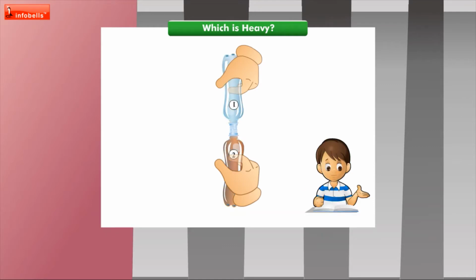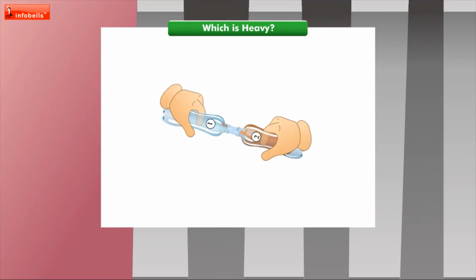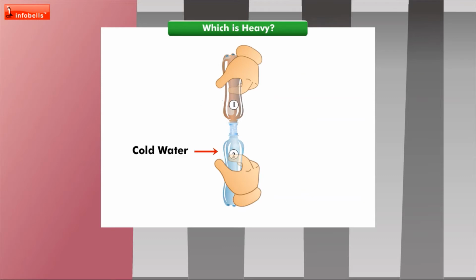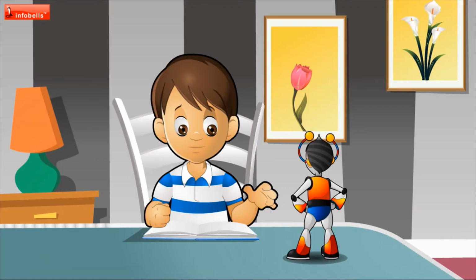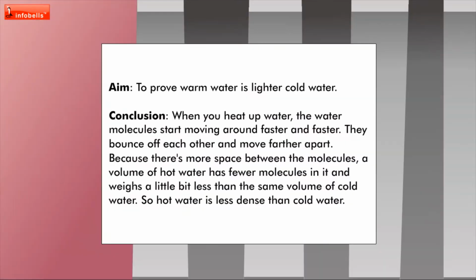That was very fast! It was amazing! The color water has come up into the bottle 1. The reason you have created a volcano is because the cold water is heavier, so it sinks, pushing the warm water up. Yes, I know that warm water is lighter than the cold water. Thank you, Chotu.